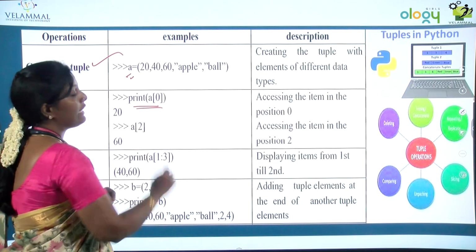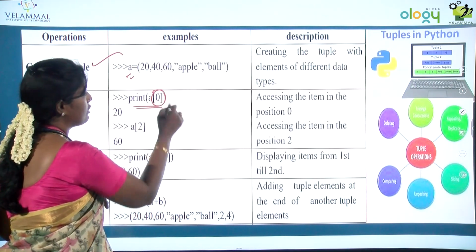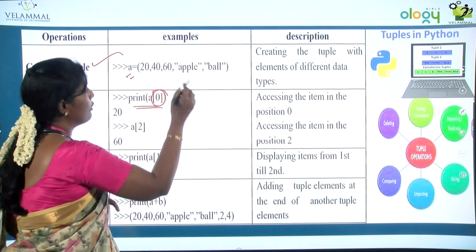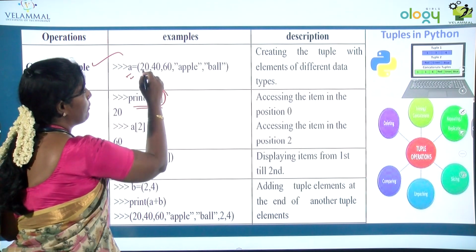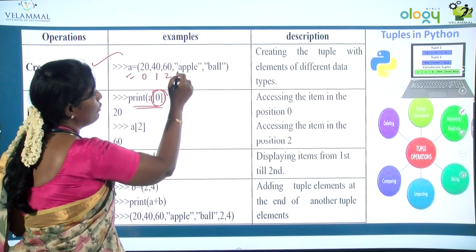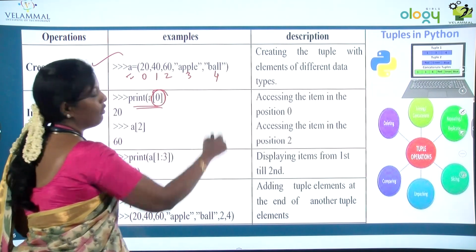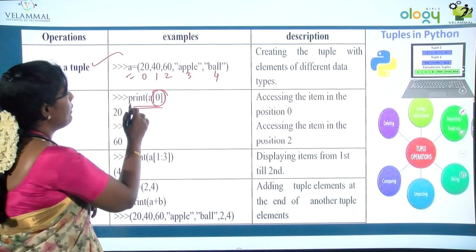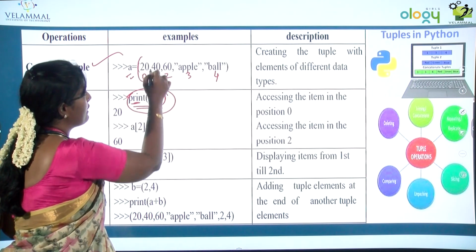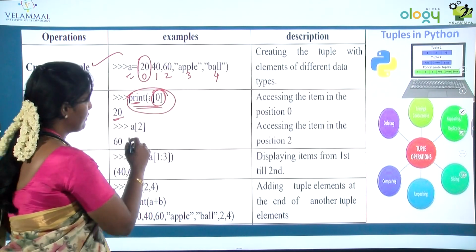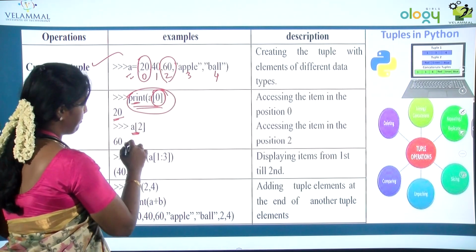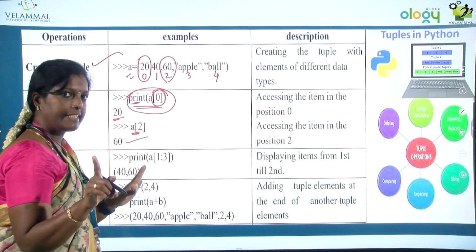Next, you're going to print each and every value. I told you this is going to be the index value. On the index value 0, this is going to be the position. At the 0th position, you have the value 20. On 1 you have 40, on 2 you have 60, on 3 you have apple, and on 4 you have ball, right? So when I'm trying to print a of 0, what will be printed? What is the first value? 20. Can you get me? Yes. If I'm trying for the second value, what is there in the second value? 60. Can you get me? Is it easy now? Right?